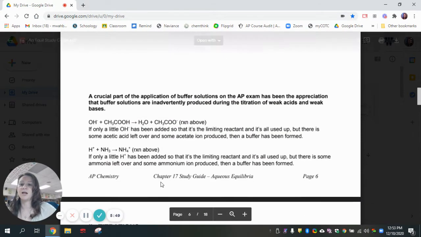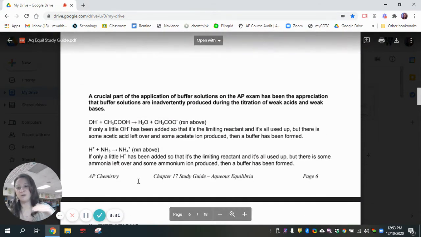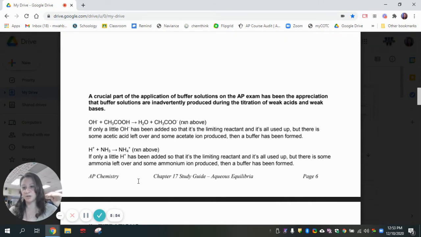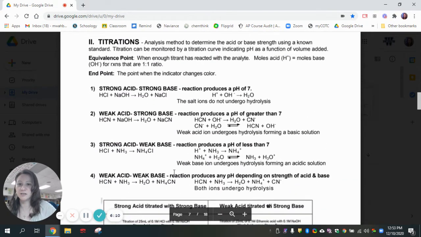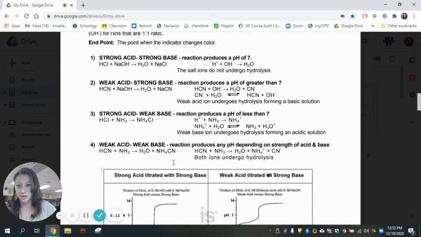And so that would be a very slow change in pH, again, because you have a buffer. So that's kind of College Board's goal of teaching you about buffers, is for you to appreciate or understand what is happening in a titration. So there are 4 different types of titrations that we're going to study here.